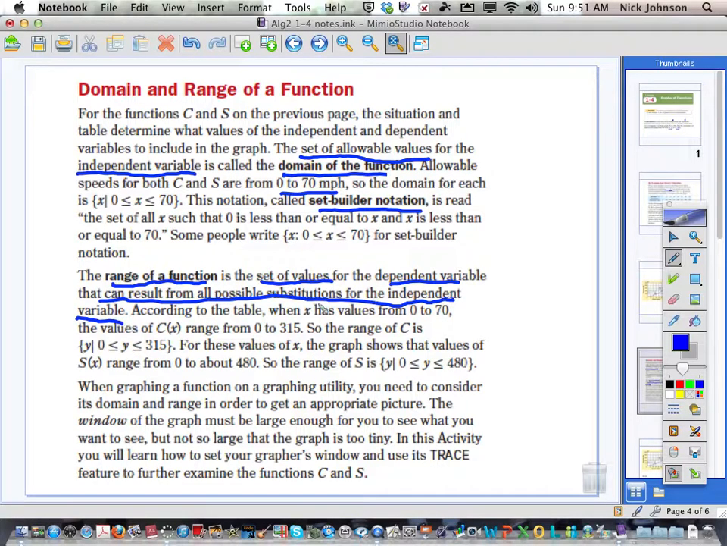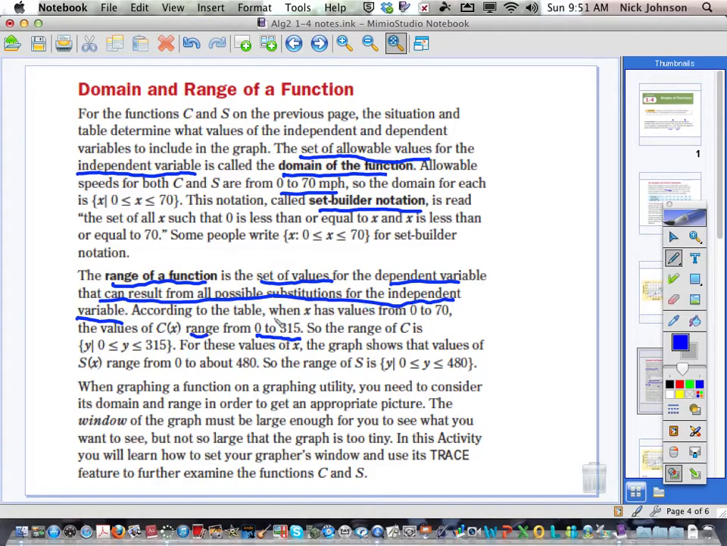So according to the table, when x has values from 0 to 70, the range is actually from 0 to 315 because it takes 315 feet for that car to stop. So the range for C is y such that 0 is less than or equal to y is less than or equal to 315. Ranges are y values, so that's why you say y first. This is the lowest part of the range. This is the highest part of the range.